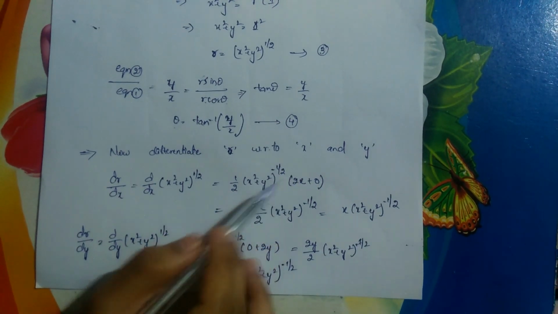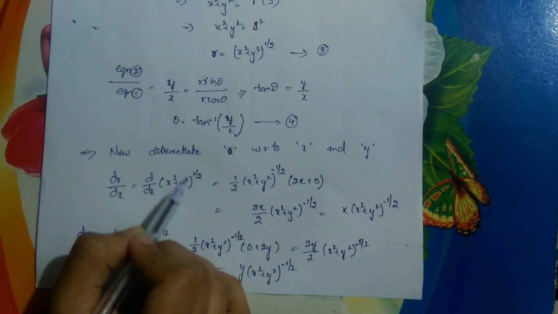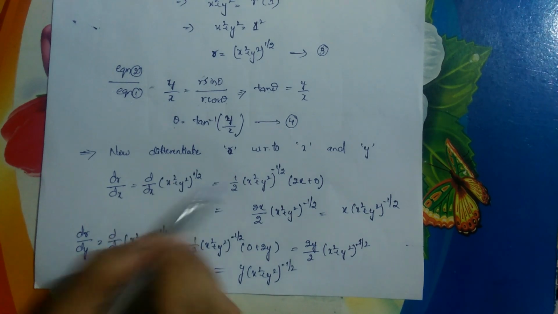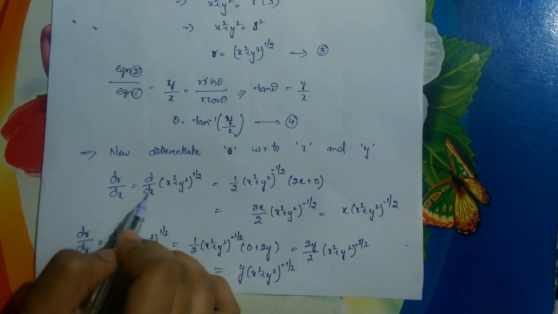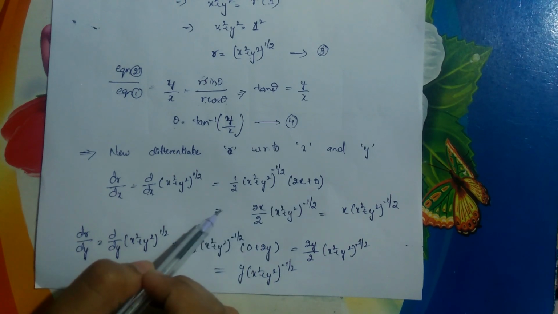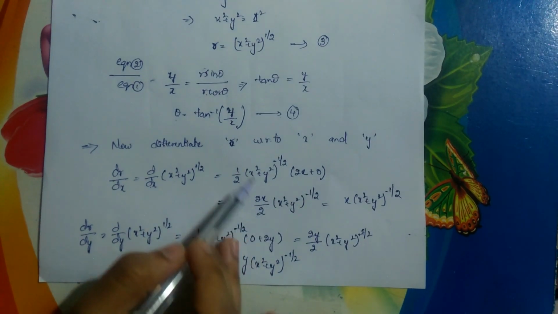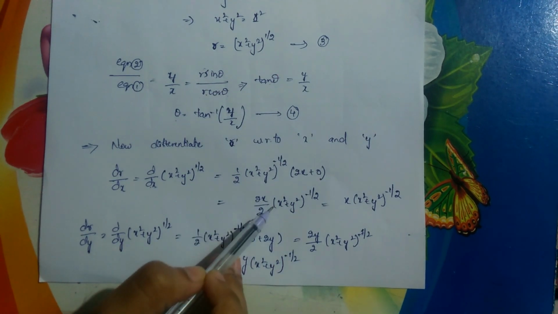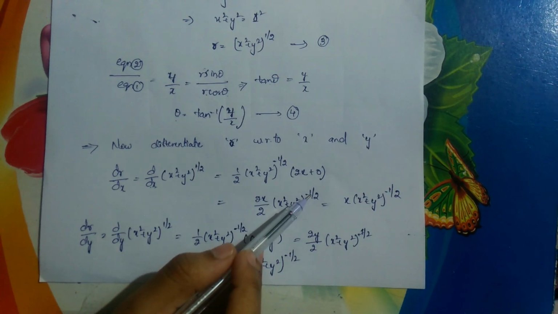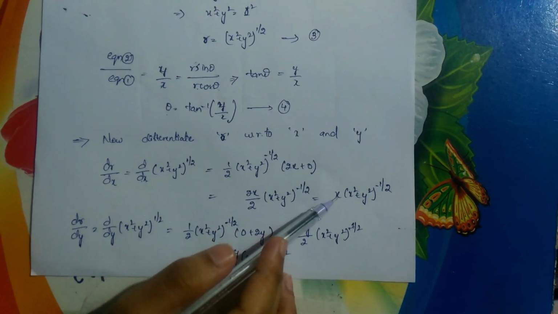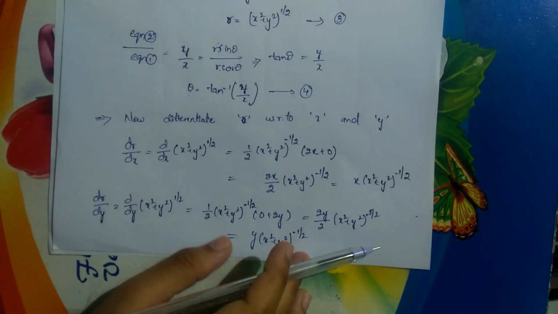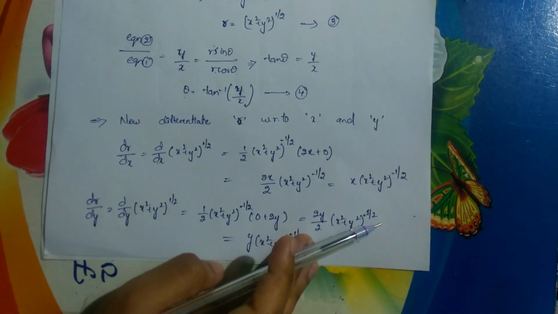Then here, into, now we have to differentiate the inside one, that is x square plus y square. The x square derivative with respect to x is 2x and the y square derivative with respect to x is 0. So now we have to calculate this. Here we get 2x by 2 into x square plus y square whole to the power of minus 1 by 2. Then 2 gets cancelled, and you get x of x square plus y square to the power minus 1 by 2. Now we have to differentiate r with respect to y.